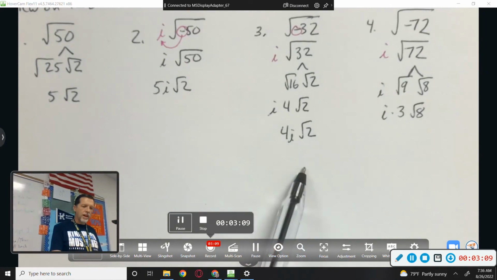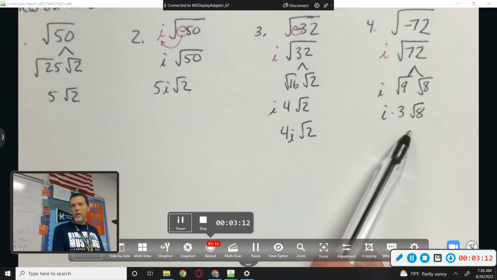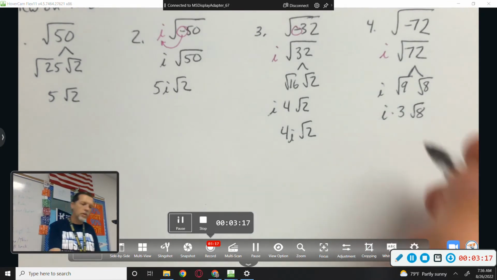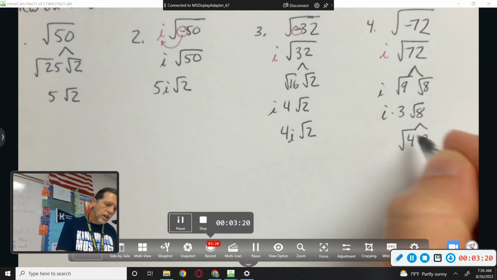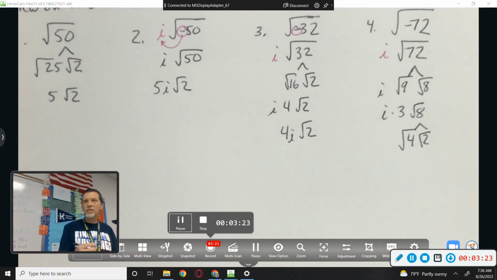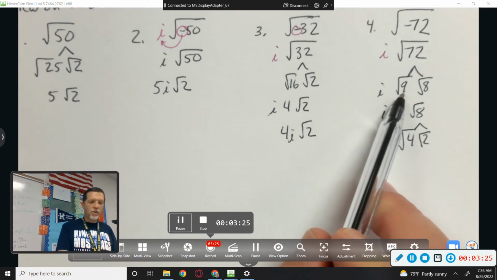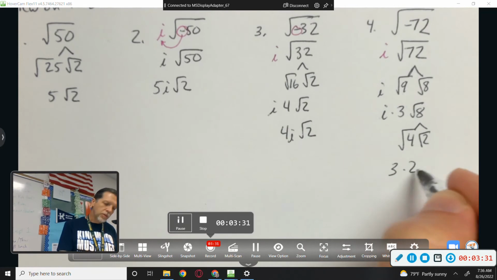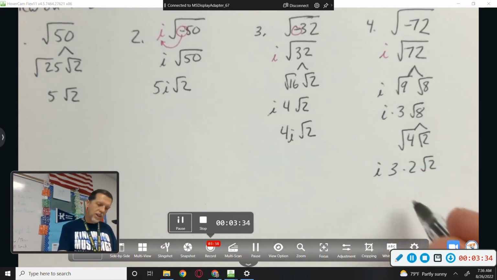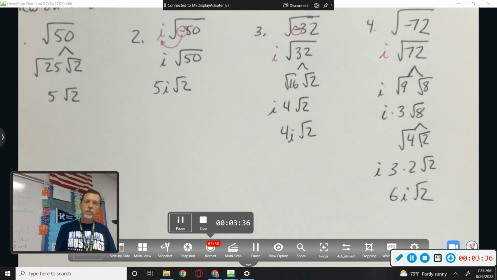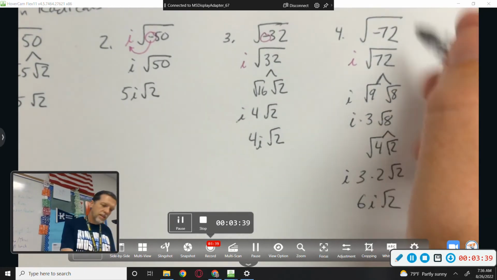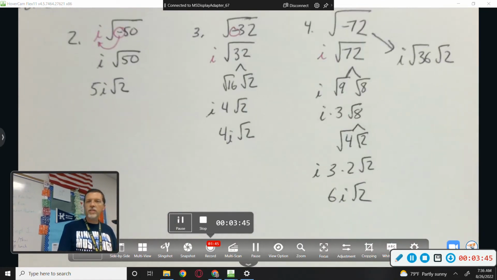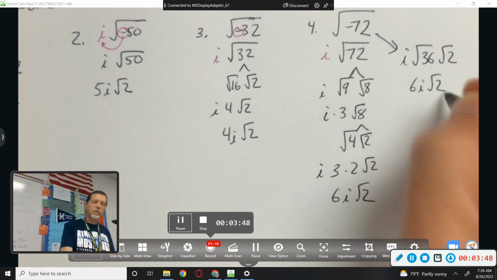So hopefully you got that for number 3. Number 4, if we split up this way, we're not quite done because I can split 8 up into 4 and 2. Now, admittedly, this is the long way around, but sometimes this happens because you recognize the square root before recognizing the biggest square root. So 3 times 2 times square root of 2 times I, 6i square root of 2. But yes, that means it would have been better to start with 36 and 2, because then you'd get the right answer a lot quicker.